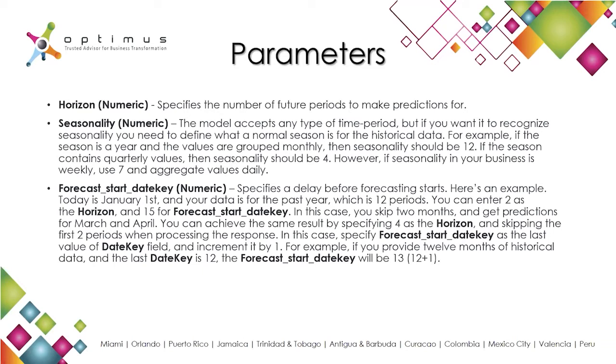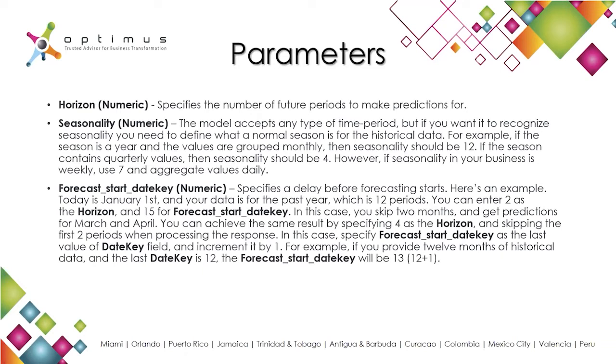Now, forecast start date key, numeric. Specifies a delay before forecasting starts. Here's an example. Today is January 1st, and your data is for the past year, which is 12 periods. You can enter 2 as the horizon and 15 for the forecast start date key. In this case, you skip 2 months and get predictions for March and April.